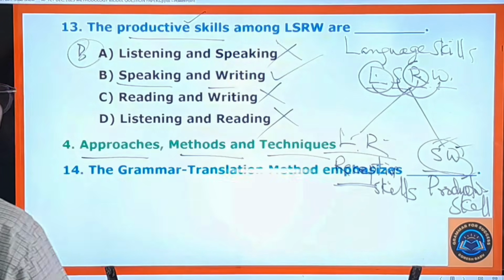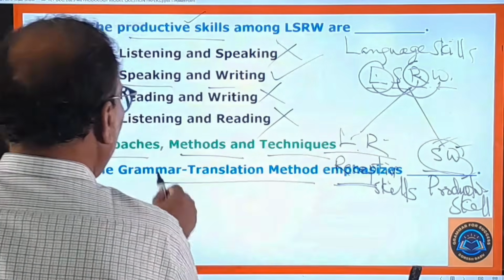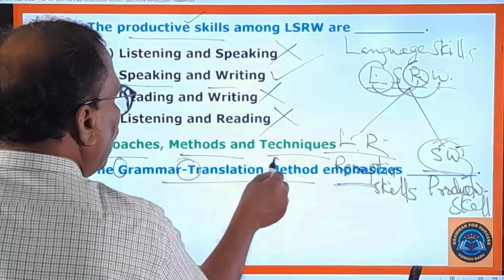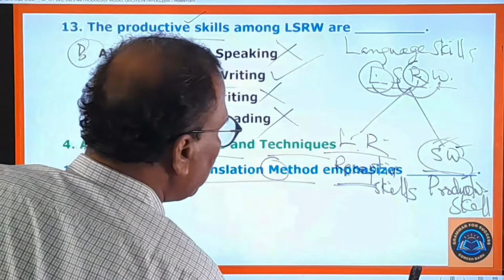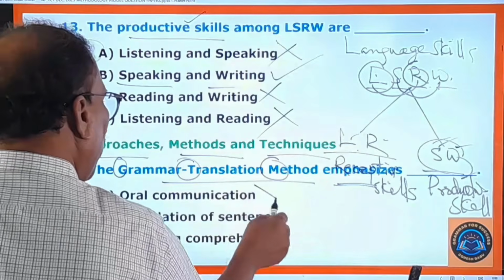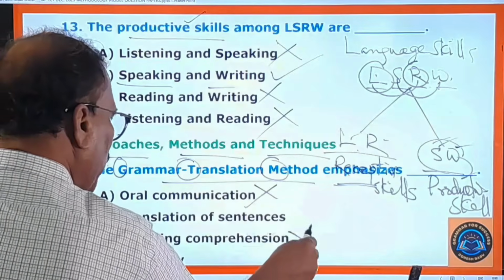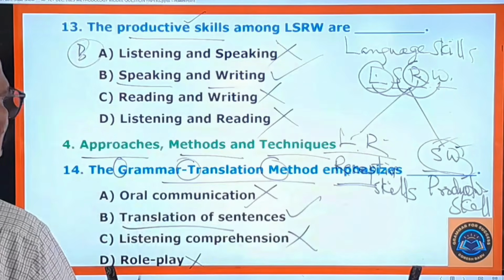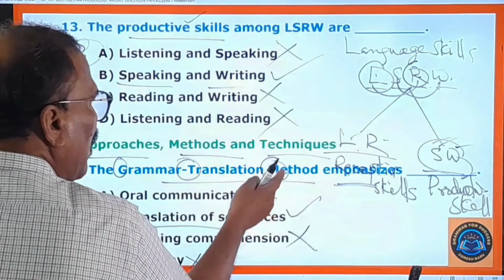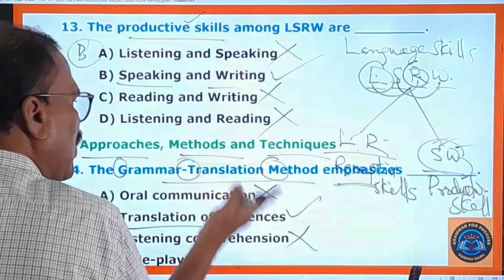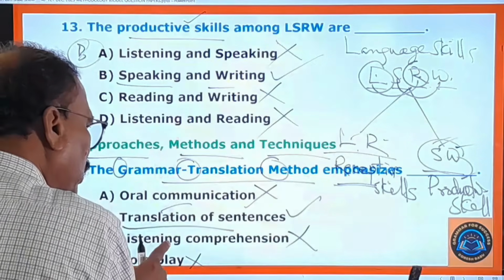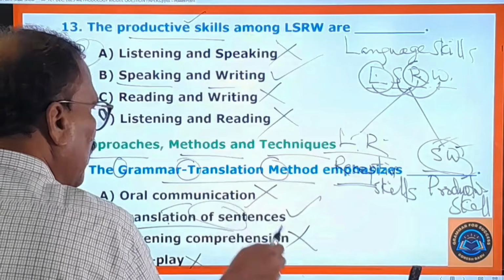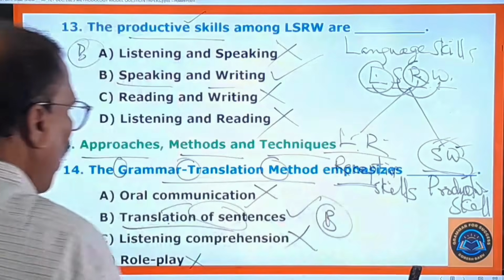And here you pay attention, the grammar translation method, GTM. What is it called in short? GTM emphasizes what? Oral communication, no. Listening comprehension, no. Role play, no. But only translation of sentences. Grammar translation method. That title, the name itself tells you that this gives importance to translation of sentences. And therefore, again, B is your answer.